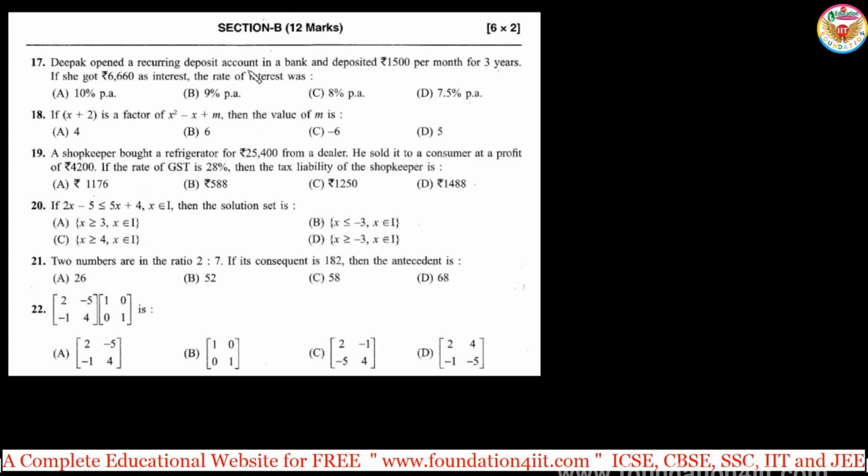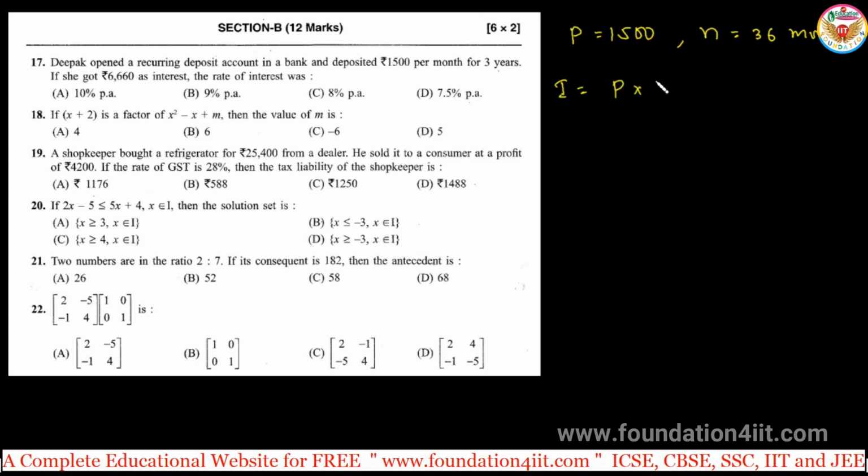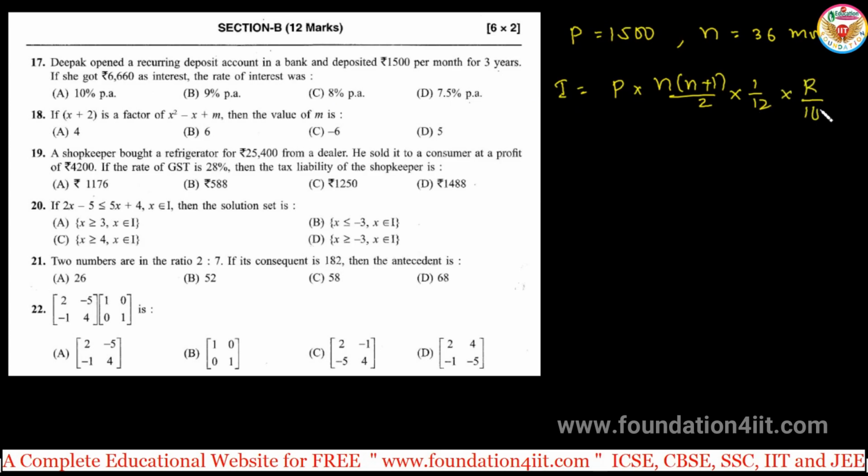Deepak opened a recurring deposit account in a bank and deposited 1500 per month. So as per the given data, P is equal to 1500 per month for 3 years. So n is equal to 36, because 3 years, 3 times 12, number of months, 36 months. And if he got 6,660 as interest, find the rate of interest. R value you have to find out. So we have checked the formula, that is I is equal to P into n into n plus 1 by 2 into 1 by 12 into R by 100. To find one of the answers among them, just substitute the values here. Rate of interest we have to find out.